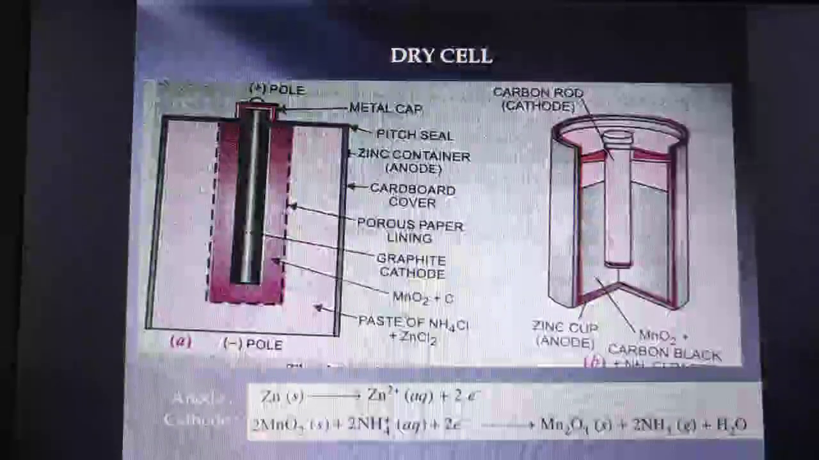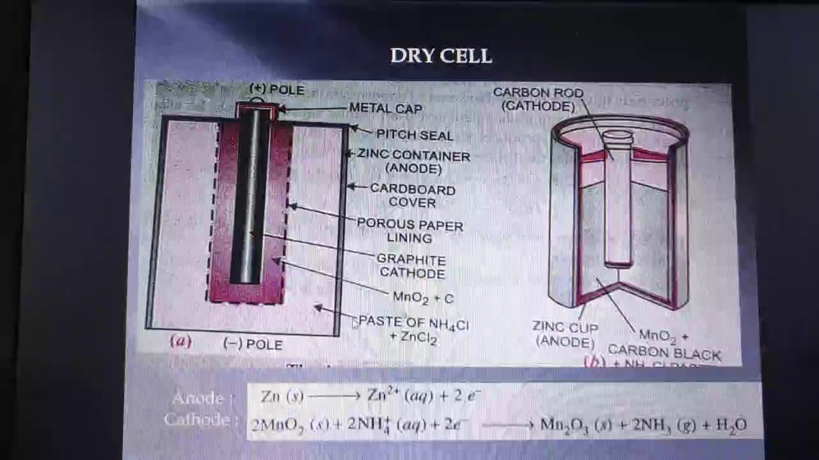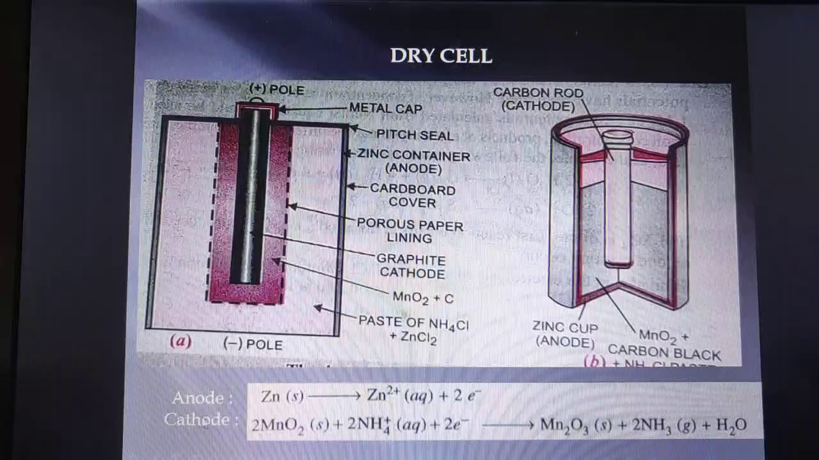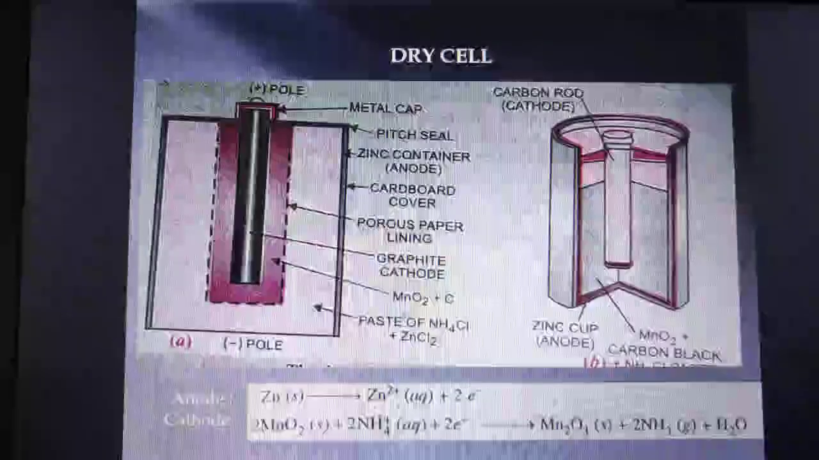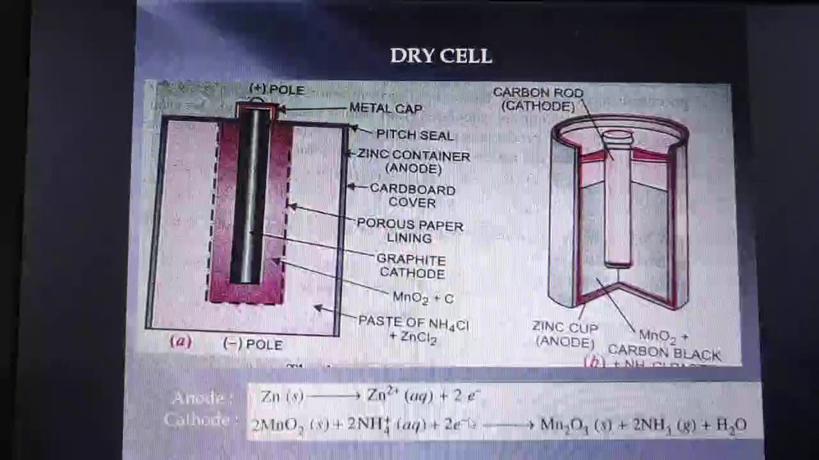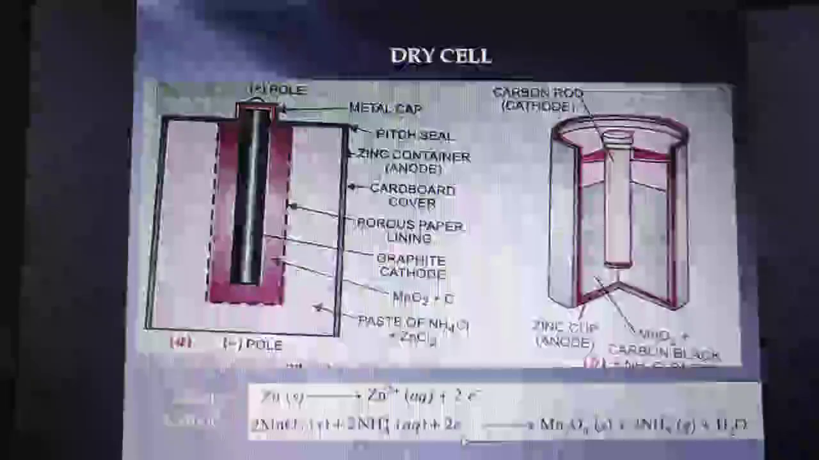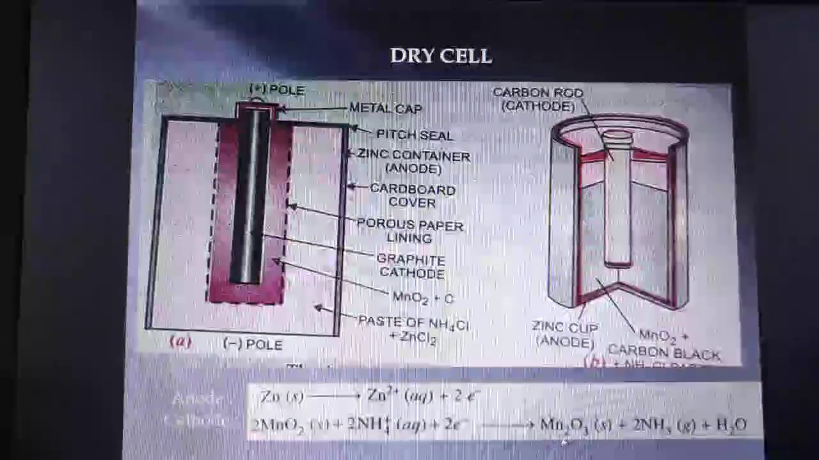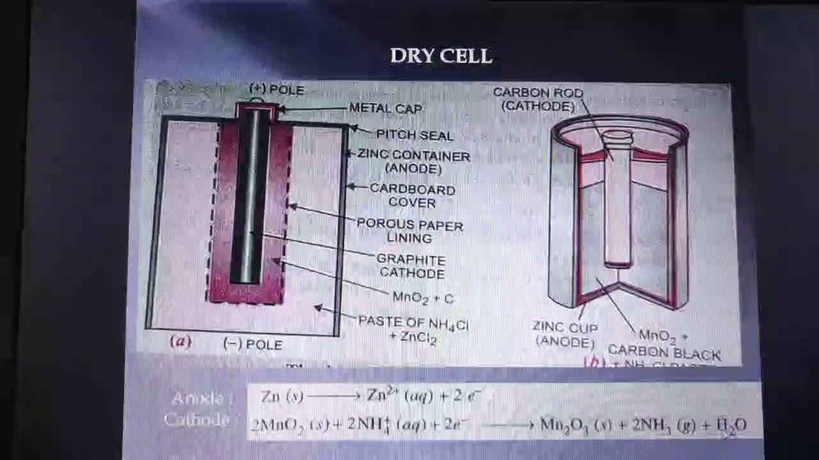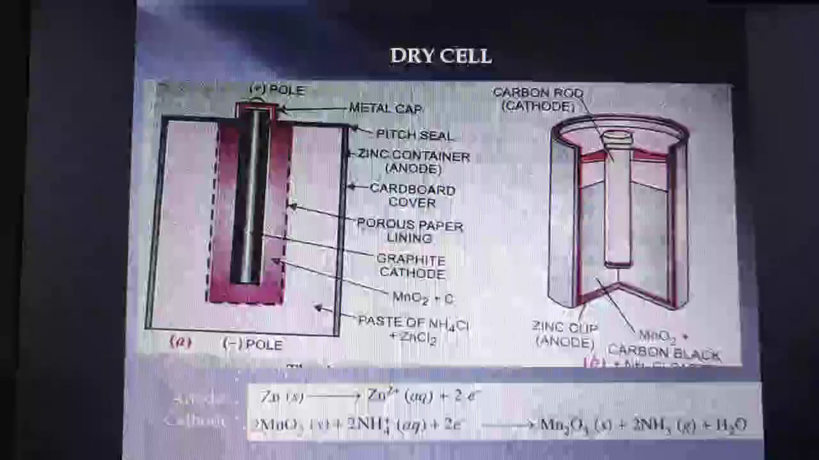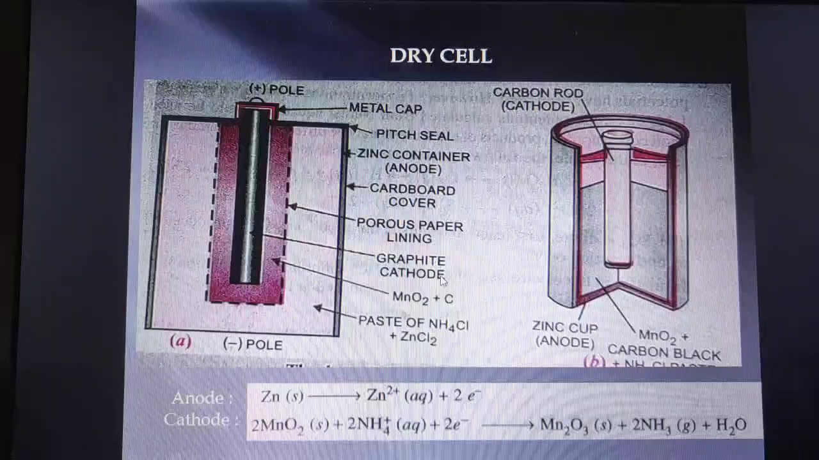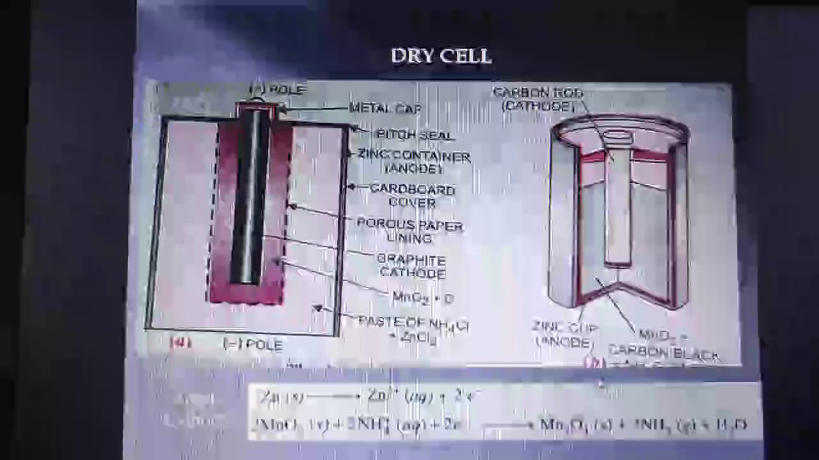The reaction taking place inside the cell is a complex reaction which can be simplified as under. At the anode, the zinc is oxidized to form Zn2+ ion and gives 2 electrons, whereas the cathode reaction comprises manganese dioxide plus ammonium ion accepting 2 electrons to form dimanganese trioxide, ammonia and water. Okay, these are the reactions taking place inside the cell. If we cut a dry cell, it looks like this.